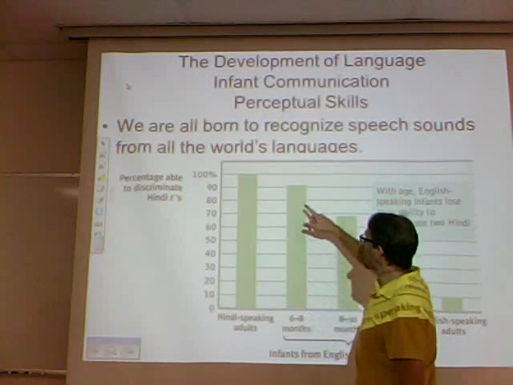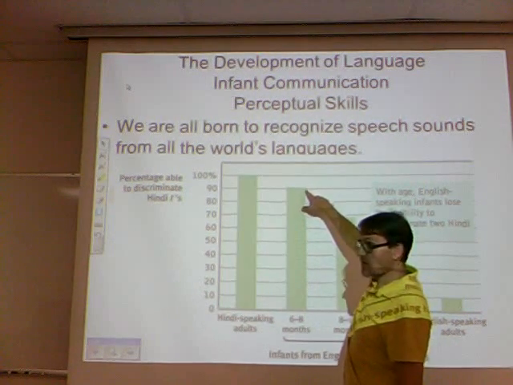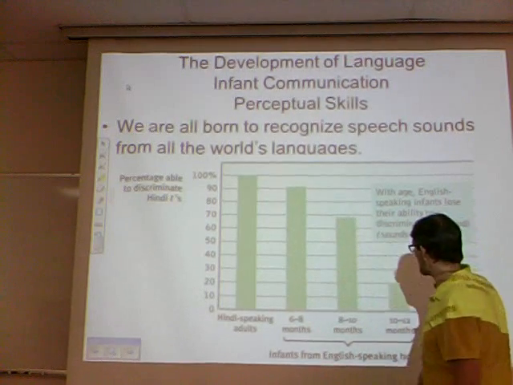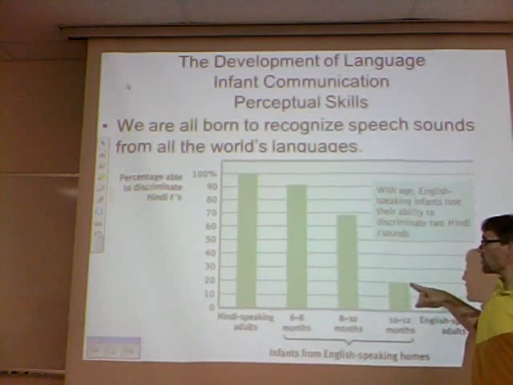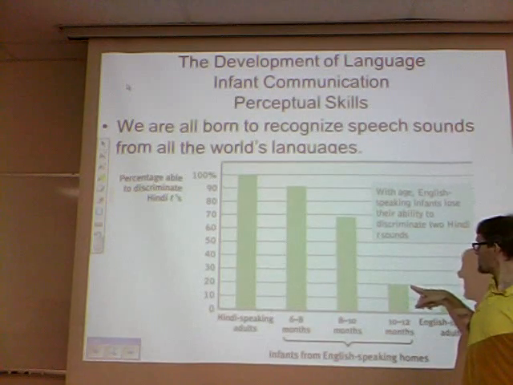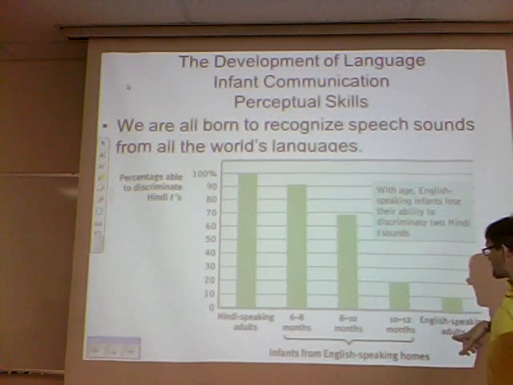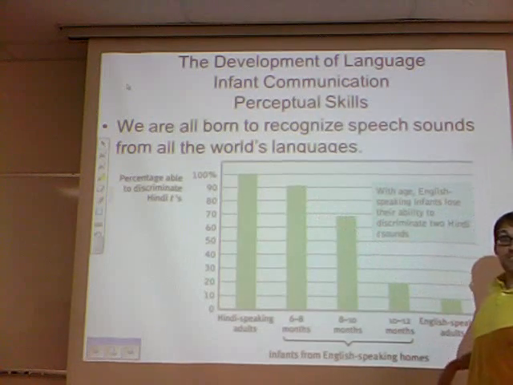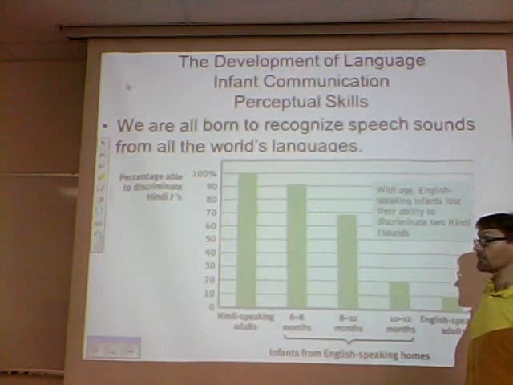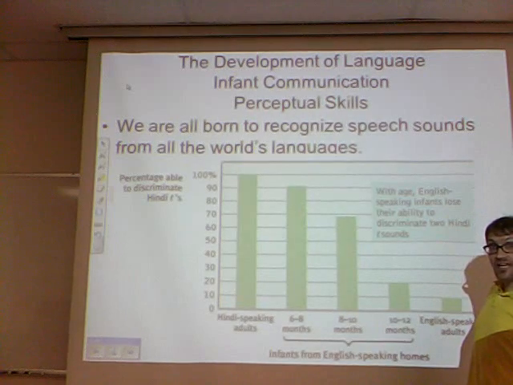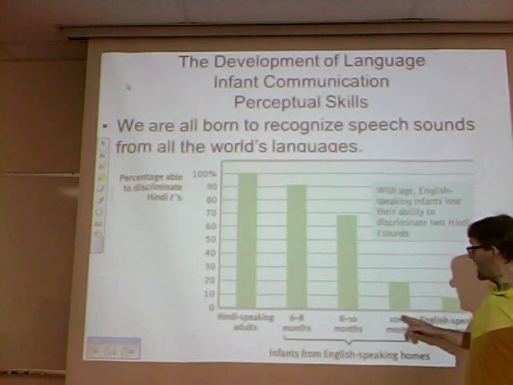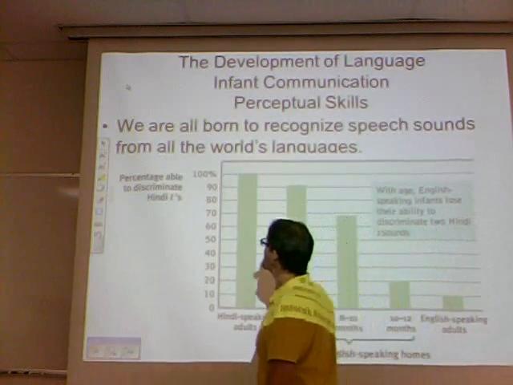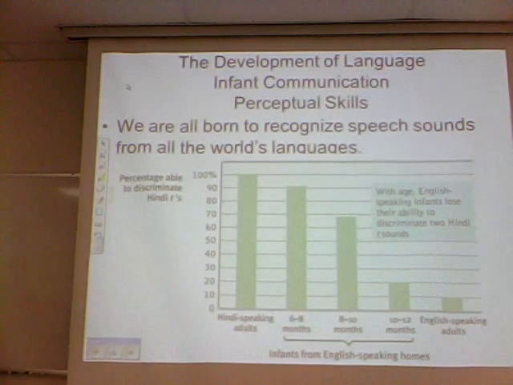If a kid is 6 to 8 months old, when you change it, the kids probably are going to notice. If they're 8 to 10 months old, they're still probably going to notice, but less likely. By the time a kid is 10 to 12 months old, the kid is probably not going to be able to tell the difference between the two sounds, and by far the majority of English-speaking adults cannot tell the difference. So very rapidly, those phonemes, because they are literally 2 different phonemes, okay? Those 2 different phonemes, which we in English do not discriminate between, the ability to tell the difference just drops right off. Okay? It's just an amazing thing how that happens.